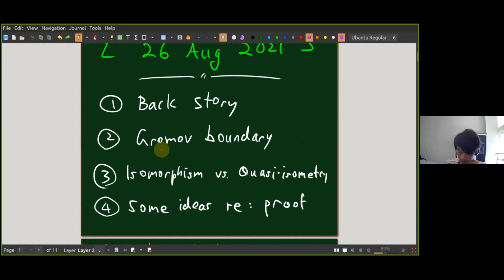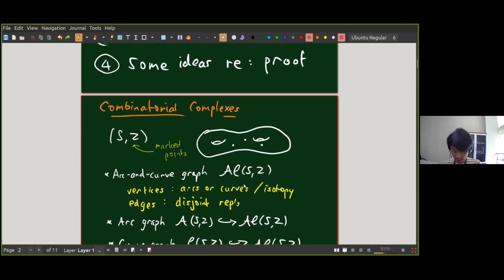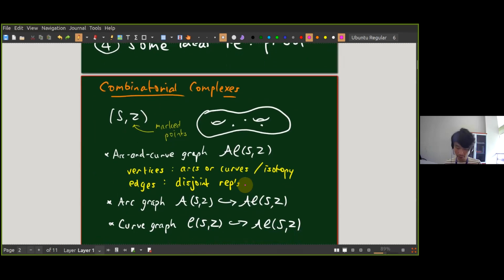Then I'll talk a bit about its boundary. What does that mean? Can we interpret it in a nice way? And then the main part of this talk is looking at the saddle connection graph from the point of view of isomorphism classes versus quasi-isometry classes. Towards the end, if I have enough time, I will give you some ideas about how we go about the proofs.